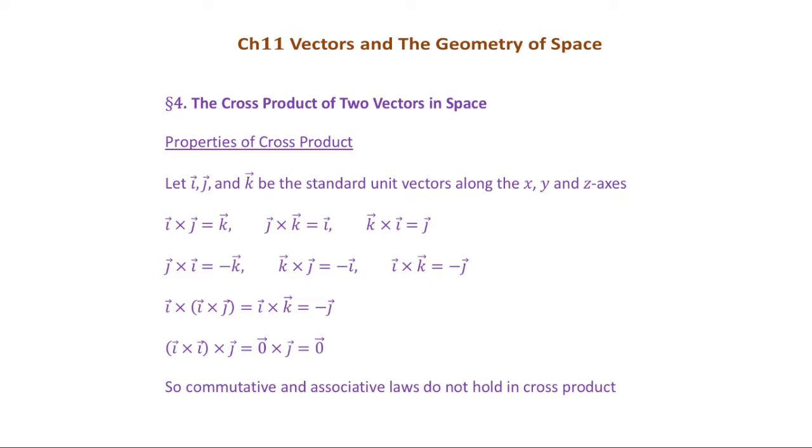So that means commutative and associative laws do not hold in the cross product. So you cannot change the order of multiplication in the cross product, and you cannot do the three vector cross product in different ways. They're not the same thing. Okay, so that's the difference between vectors and numbers or scalars.